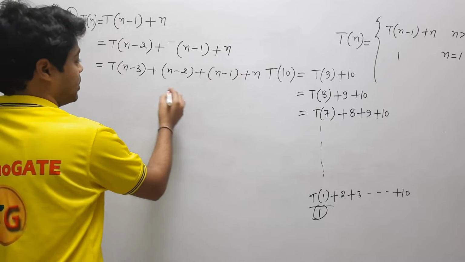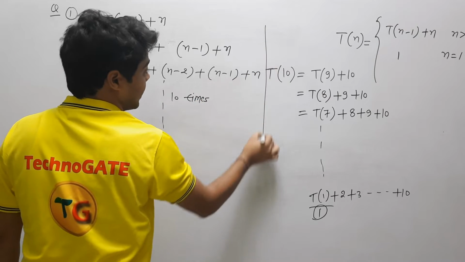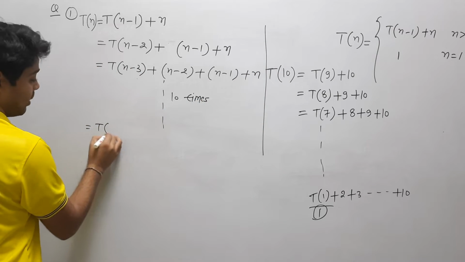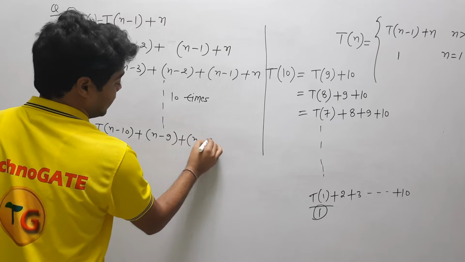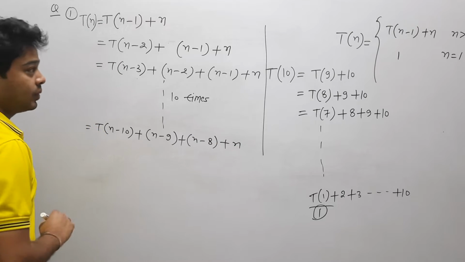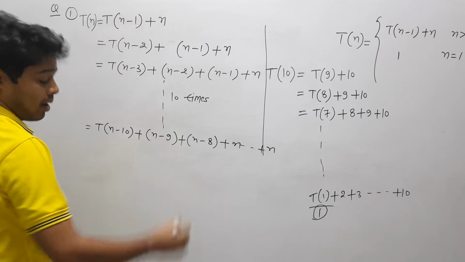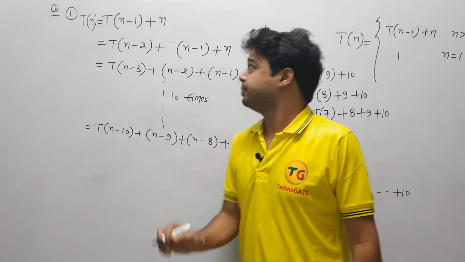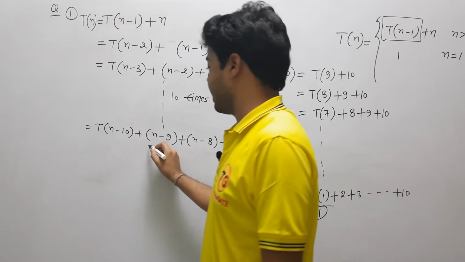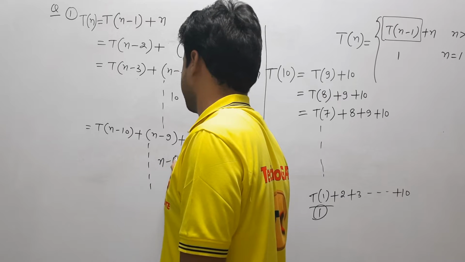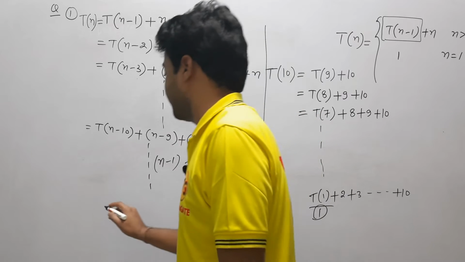Suppose we use this 10 times. Then what will happen? T of n minus 10 plus n minus 9 plus n minus 8, up to plus n. But how many times will it be put? This tells how many times: n minus 1 times. So put this n minus 1 times, then what will happen?